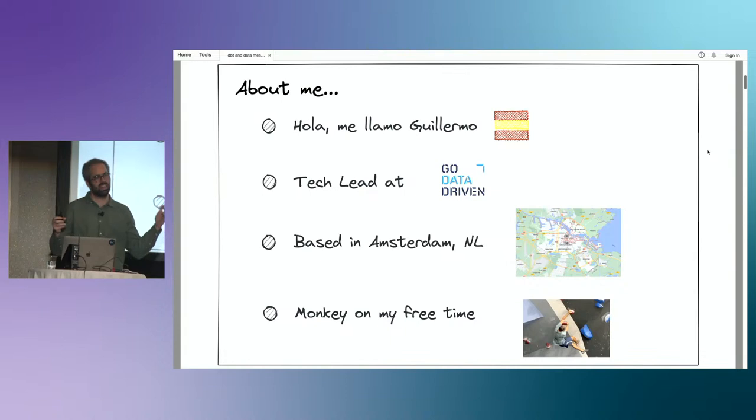So first, I was going to talk a little bit about me, but I've been already introduced, so let's just skip that. I'm from Madrid, Spain, of course, but I'm the tech lead at GoDataDriven. GoDataDriven is a consultancy company. We do a lot of these architecture designs, data platform implementations, and I'm the tech lead of the analytics engineering unit there. We've grown quite a lot in the last couple of years, a lot of analytics engineers now. We're based in Amsterdam in the Netherlands, and this is just a picture of me climbing, just because I wanted to look fancy.